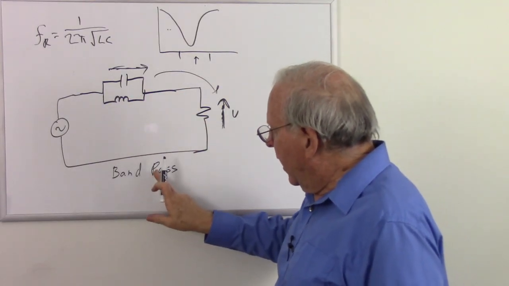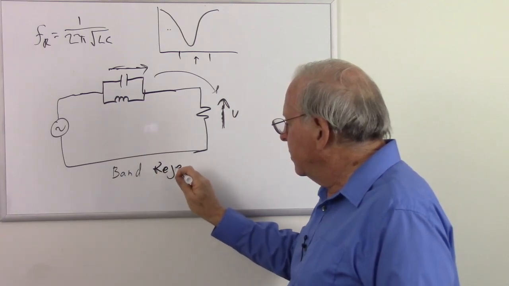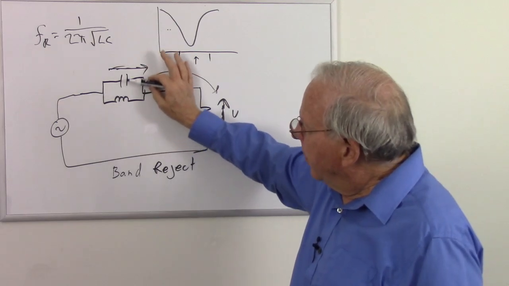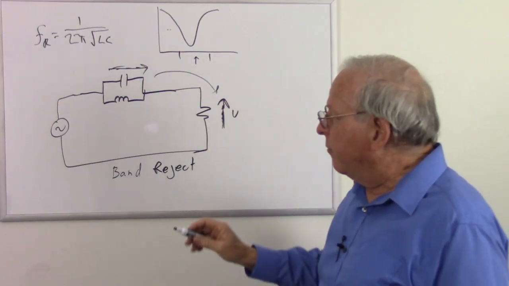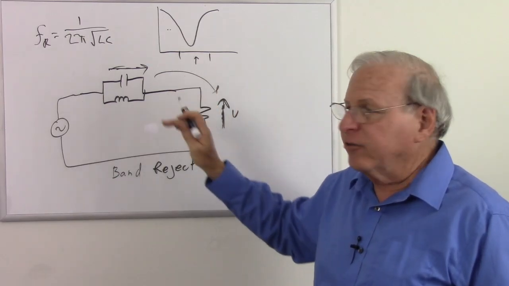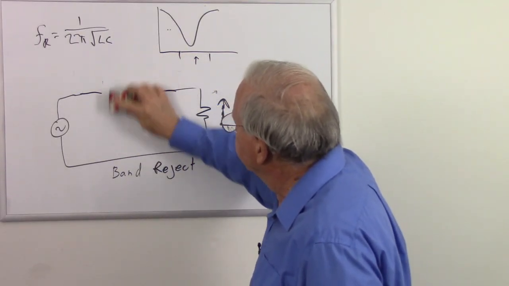So this makes a band reject filter. So if we put a parallel circuit in series with the signal, we get a band reject. But if we put a series resonant circuit in series with the signal, we get a band pass filter. And now let's put them in parallel and see what we get.